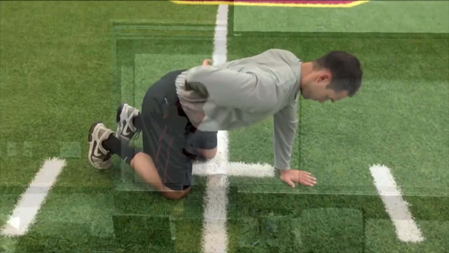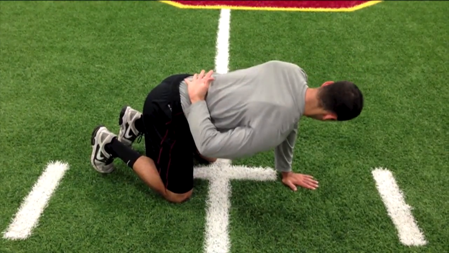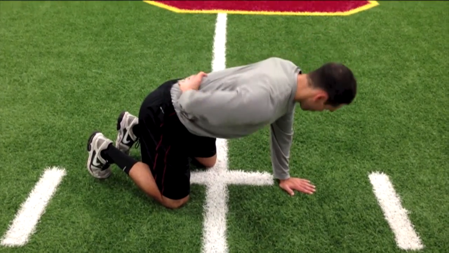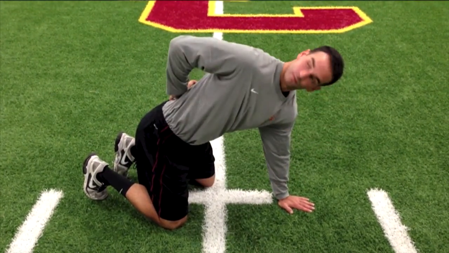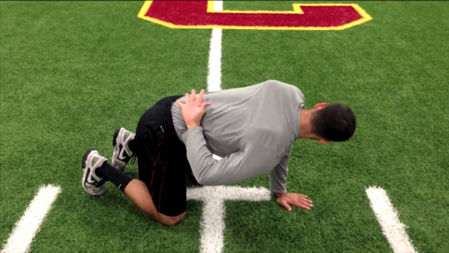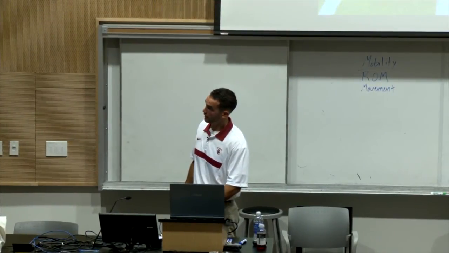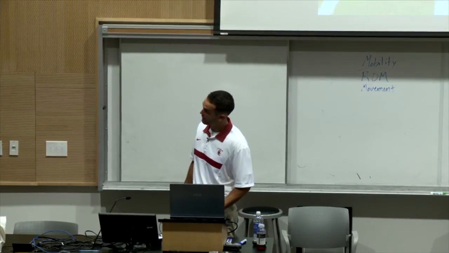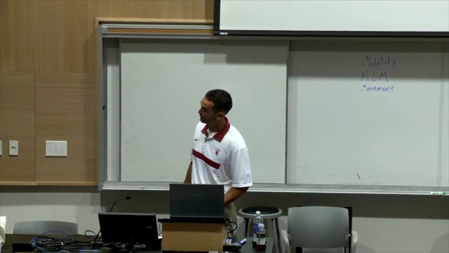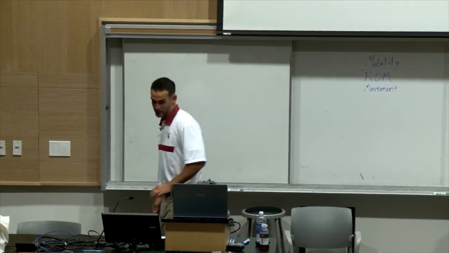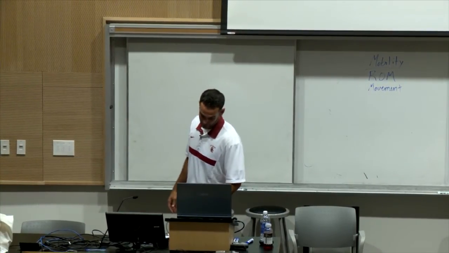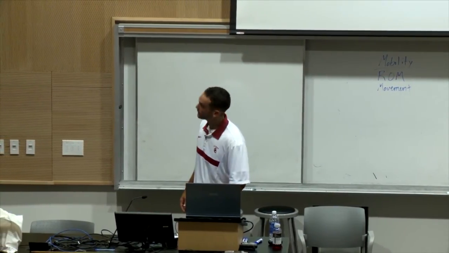Quadruped T-spine rotation. Quadruped position, again, a part of a closed chain exercise as I talked before. I'm stabilizing one side, hand behind my low back. What's happening? Working internal rotation, working thoracic spine mobilization with a stable lumbar. Left side, my scaps are a mess, but left side should be protracted, okay? Quadruped T-spine rotation.